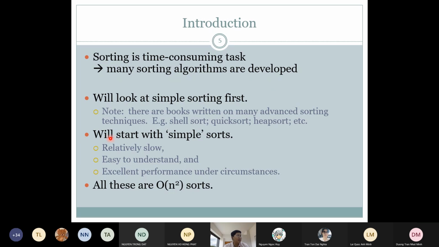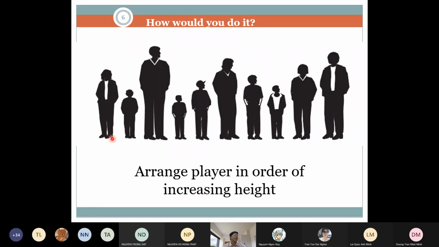Great, thank you everyone. So then in order to sort, what should we do? Let's say I want to sort these players in increasing height. How can we do it? Can you suggest one solution?